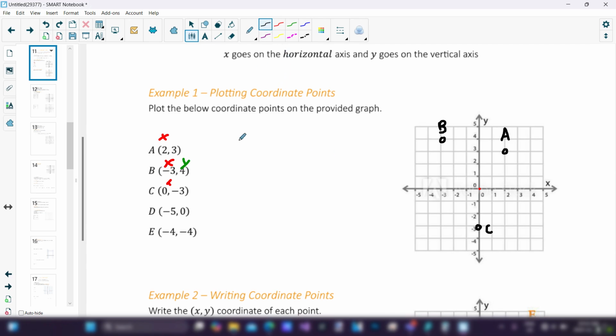And D kind of has the same thing going on here, where I'm going to start out by going negative 5 in the X direction. So from my origin, I'm going 1, 2, 3, 4, 5. And I don't have to move anywhere in the Y direction. So here is my coordinate for point D.